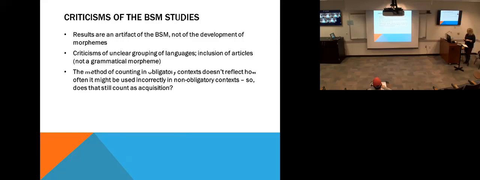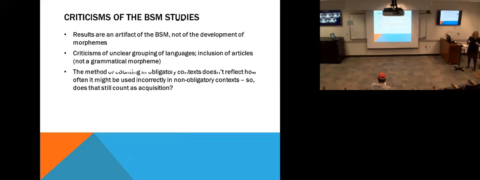Criticisms of unclear groupings of languages. In other words, in some studies they have Spanish and non-Spanish, and non-Spanish is like a million different things, from Chinese to Nepalese, so you can't really tell. Inclusions of things that are not strictly speaking grammatical morphemes, like for example the article system. And then what I've always thought was the really interesting criticism.